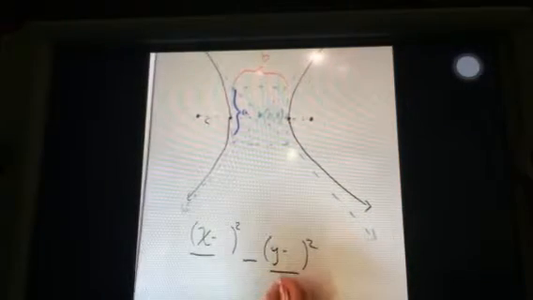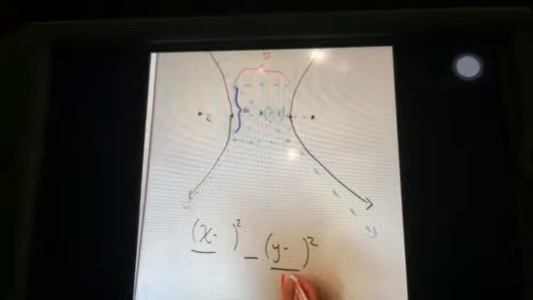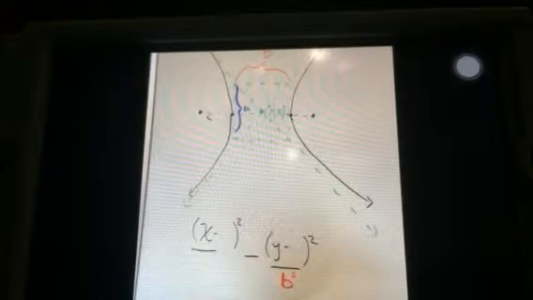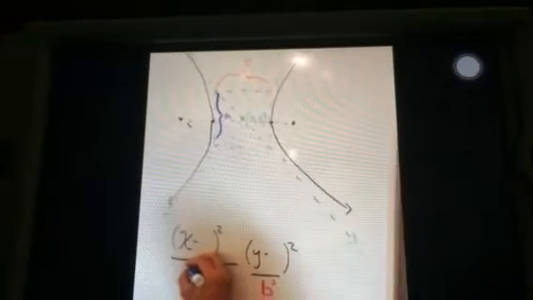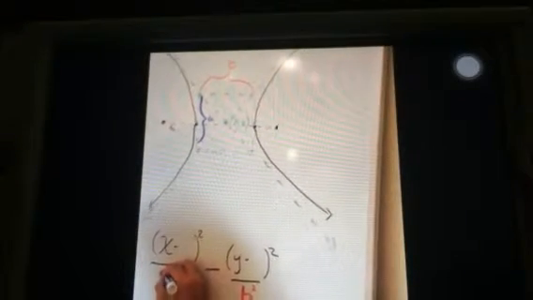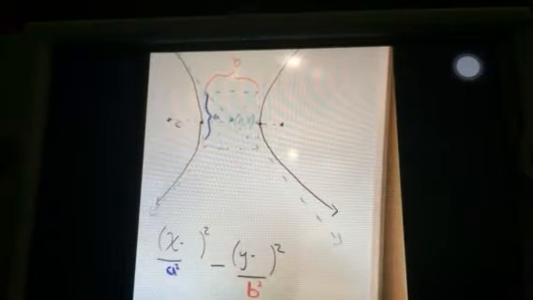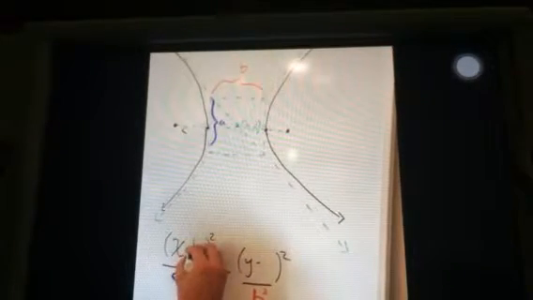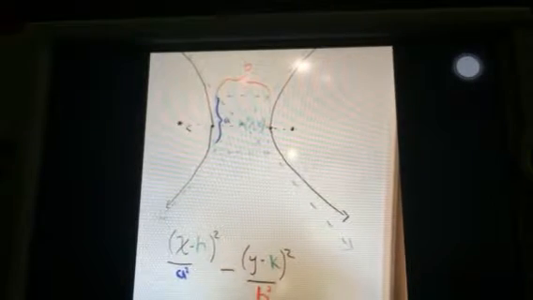The equation for a hyperbola with center (h, k) is as follows: (x minus h) squared minus (y minus k) squared, with the x value being divided by the major axis squared and the y value being divided by the minor axis squared, all equal to 1.